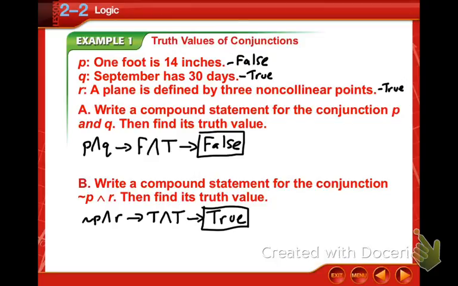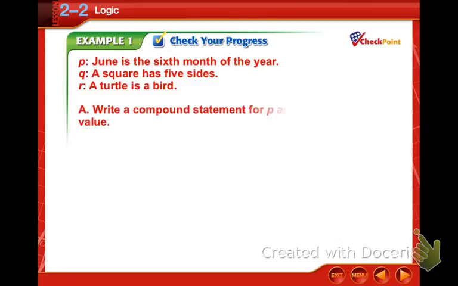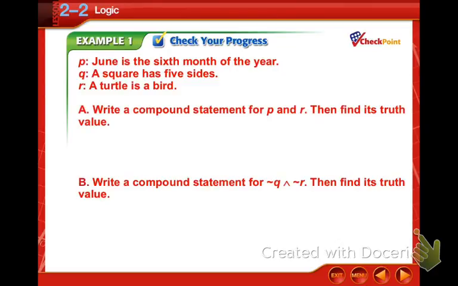Okay, so we're going to look at 3 more statements. We've got to again come up with their truth values individually first. June is the 6th month of the year. That's true. A square has 5 sides. That is false. A square has 4 equal sides specifically. And then, of course, R, a turtle is a bird. Definitely not true. That one's false.